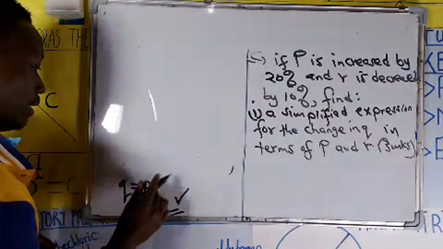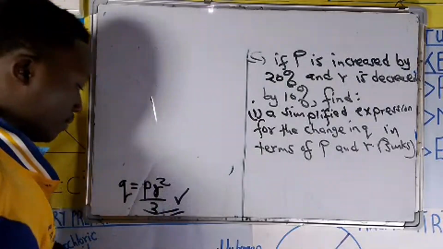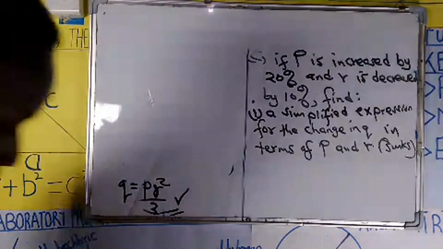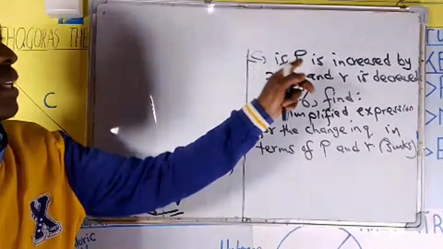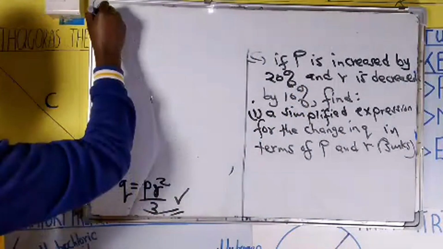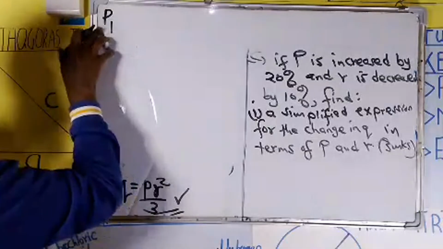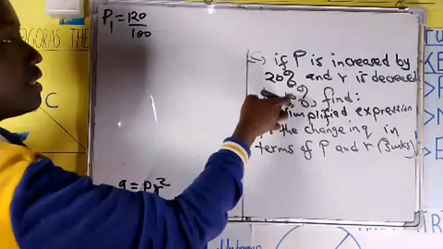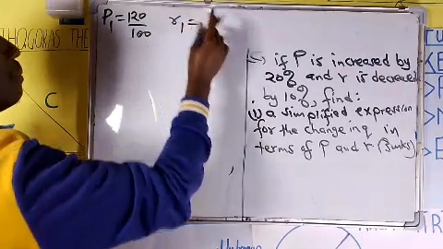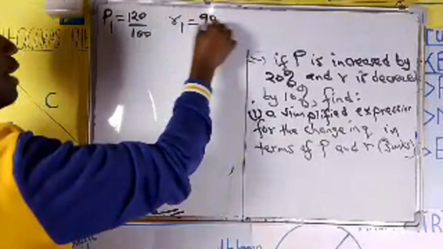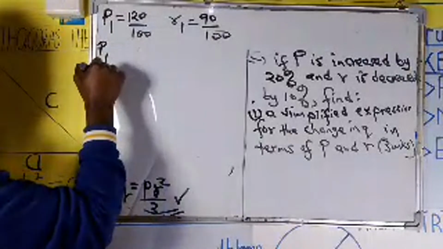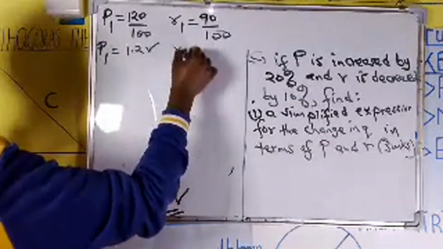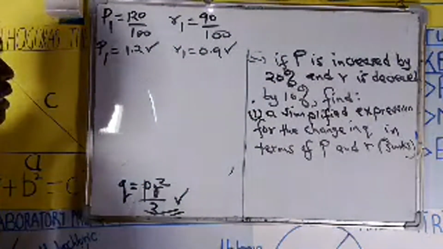This was PR squared, I think so. So we are told P is increased by 20. That means new P, which is P1, will be equal to 120 over 100. And R is decreased by 10, so new R will be 90 over 100. So our new P will be equal to 1.2 and our new R will be equal to 0.9. That is something I want you to put in mind.